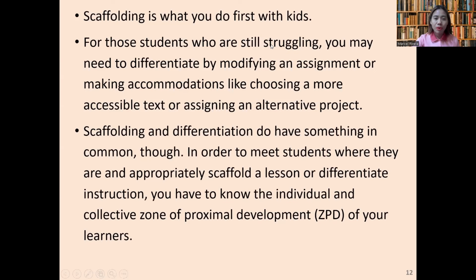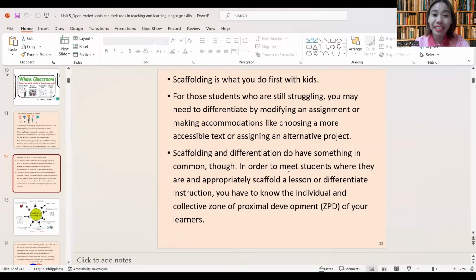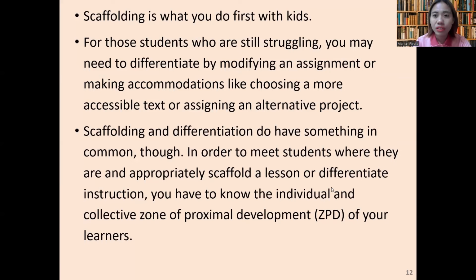Sorry, I have to go back. So scaffolding is actually what you do first with a kid. For those students who are still struggling, we scaffold. You may need to differentiate by modifying an assignment or making accommodations like choosing a more accessible text or assigning an alternative project. And scaffolding and differentiation do have something in common though.